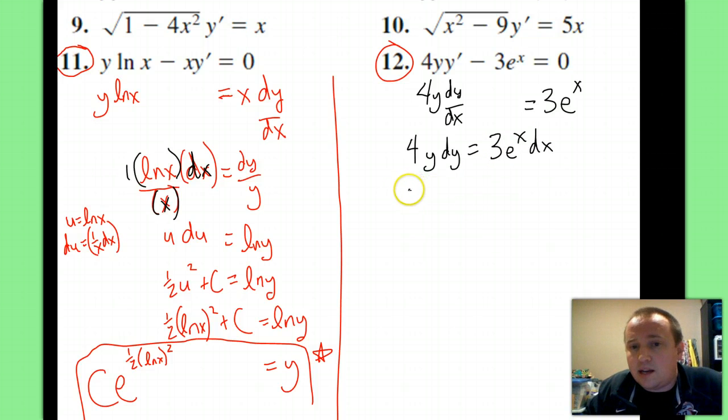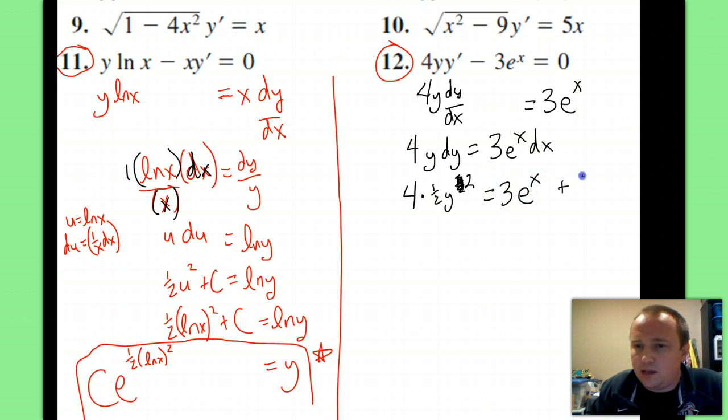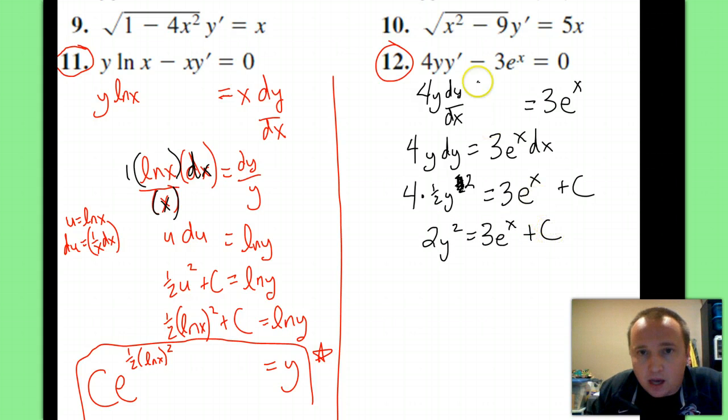So take the antiderivative, I get 4 times 1/2 y squared, sorry, y squared, equals, let's see, the antiderivative of e to the x is still e to the x. Right, it's not that bad, actually. And so you get 2y squared equals 3e to the x plus c. Okay? I say we do 10.